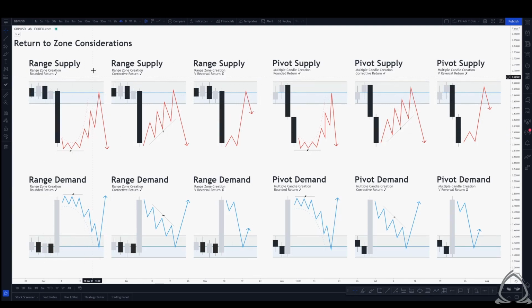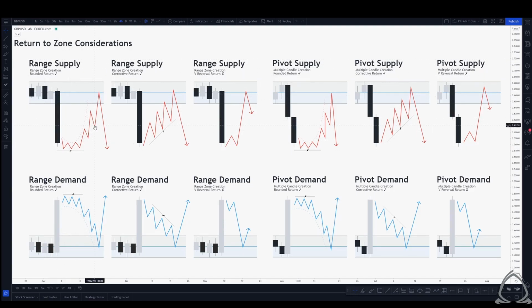Again, we're looking at it from the lens of range created supply and demand and pivot created supply and demand. But as we spoke about in the previous section, even if it is range created supply or demand, we can also map out our zone using the pivot theory, or refining to a bullish candle before that down move or a bearish candle before that up move. However you map the supply zone in question is up to you at this point, but now we're focusing on how price returns.